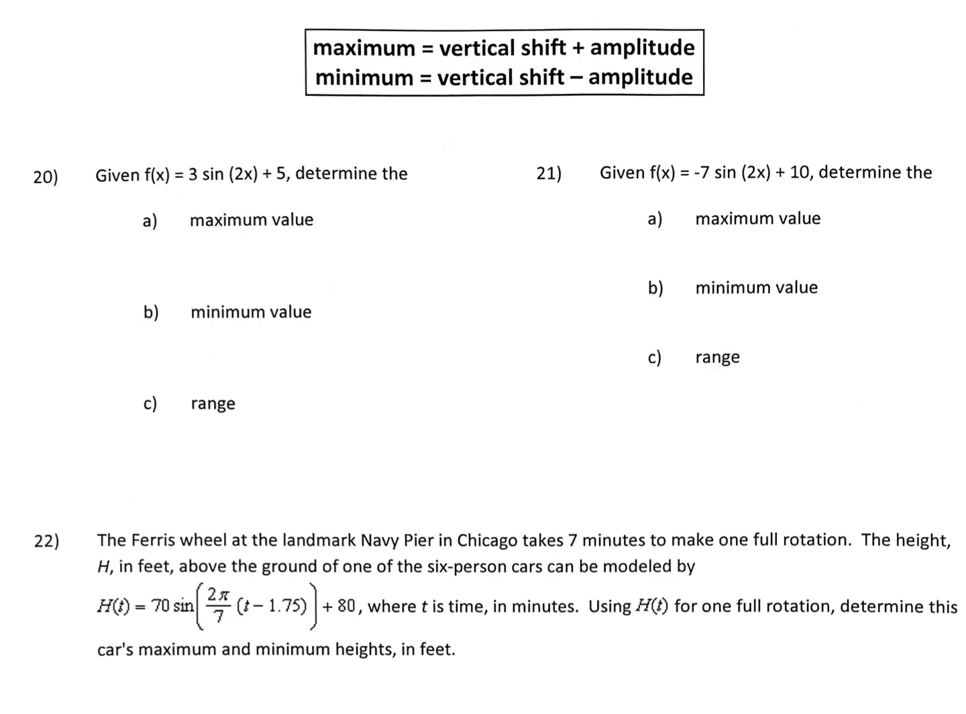Okay, so if you take a look at the examples on the next page, so now we are on page 12, I guess, of our packet, we're going to answer some questions. Now, I just want to point something out. These are 2 formulas, whether you're given a picture or an equation, that we want to memorize here. The maximum point on a graph is equal to your vertical shift plus the amplitude, whereas the minimum point on your graph is equal to the vertical shift minus the amplitude.